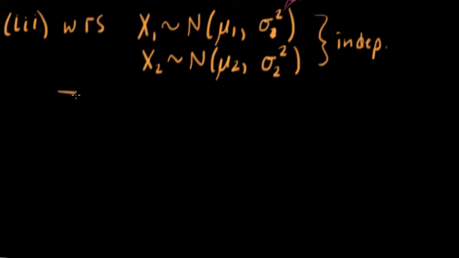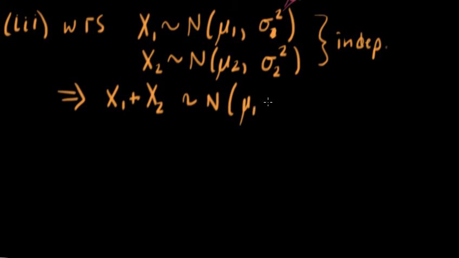We want to show that all of that we just wrote implies that the random variable x1 plus x2 is also a normal random variable and one that has mean mu1 plus mu2 and variance sigma 1 squared, so the variance of our first random variable, plus the variance of our second random variable.